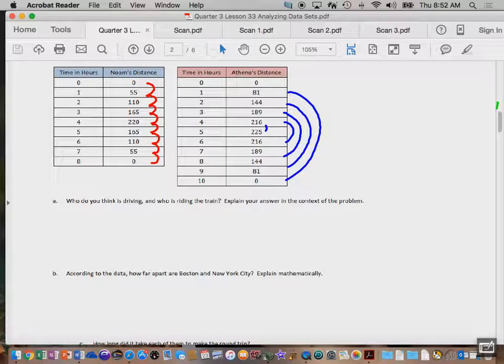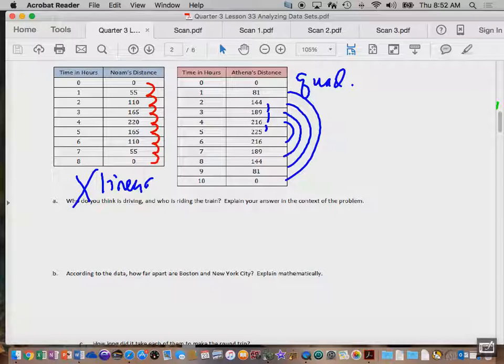Here's 9, here's 27, 45, I guess that is, and so on and so forth. So you can see that there is a little bit of a change going on. So this one here would be quadratic, and this one here would be linear.